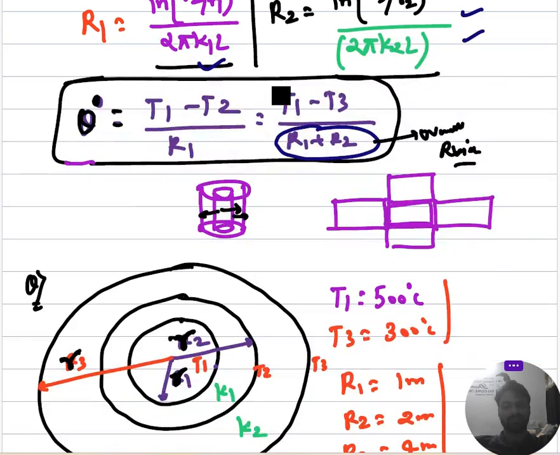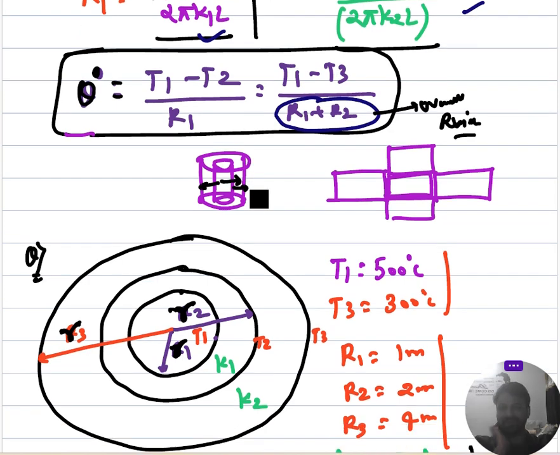And finally, the rate of heat transfer can be written as T1 minus T2 or T1 minus T3, divided by the resistance. Whenever you take T1 minus T2, you have to put the corresponding resistance. And when you take the overall temperature drop T1 minus T3, you have to put the overall equivalent resistance, right? You have to be very careful about that in the examination.